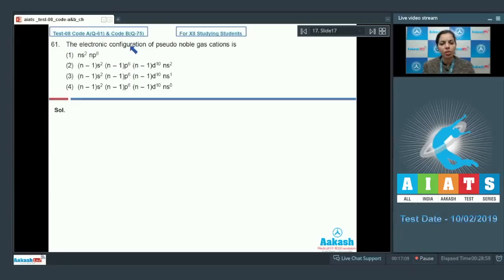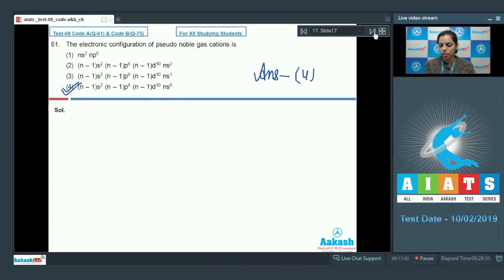Question number 61. The electronic configuration of pseudo-noble gas cations is. If we talk about the first option, that is ns2 np6, this is the configuration of a noble gas, not of a pseudo-noble gas. In option 4, the correct configuration is given: (n-1)s2, (n-1)p6, (n-1)d10 and ns0. This is the pseudo-noble gas cations configuration, and that's why we'll choose it as the correct answer.